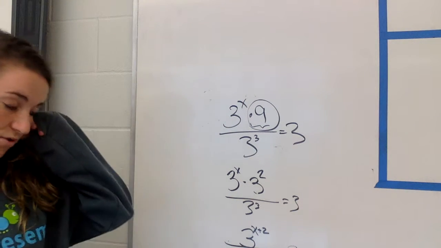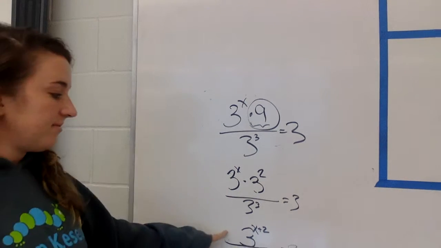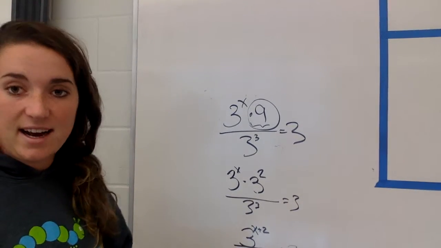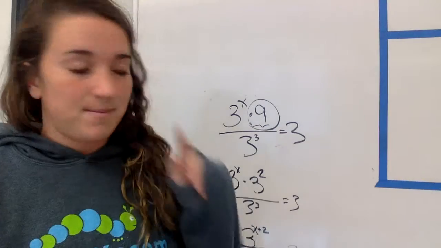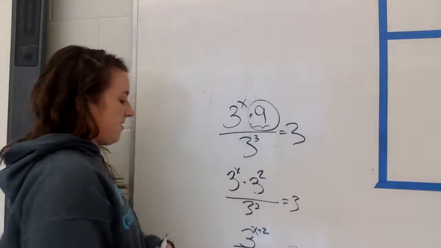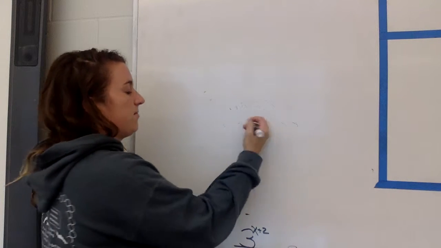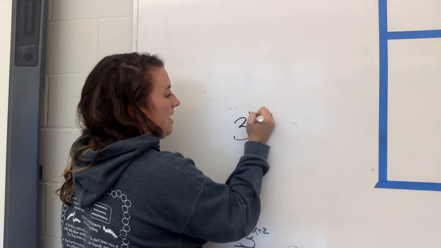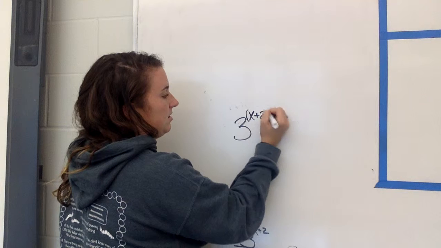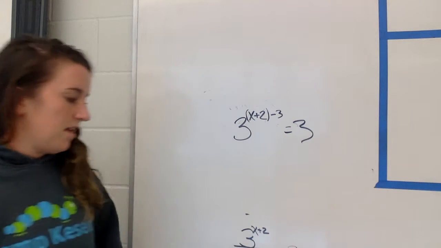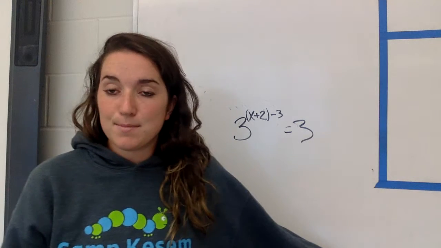Now that I am dividing, I will do what? Right, I'll subtract my exponents. So now I'll have 3 to the x plus 2 minus 3. All right, so I've simplified this as much as I can.